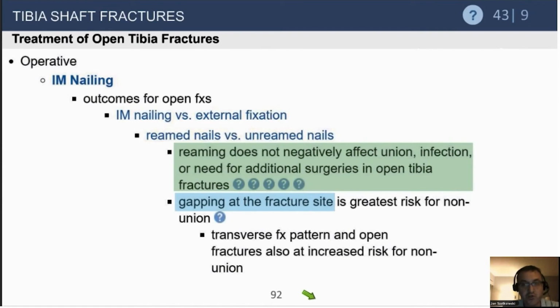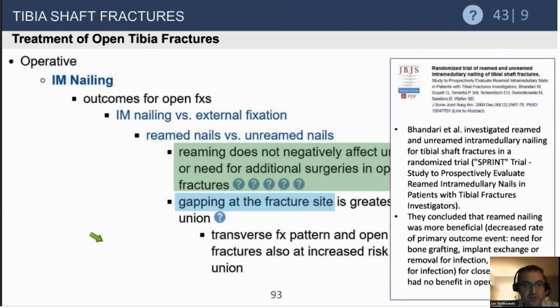So, IM nailing for open tibial shaft fractures. Outcomes for open fractures: IM nailing versus external fixation, reamed versus unreamed nails. Once again, we just went over this question, but we're going to highlight this again because this has been tested now multiple times, okay? Reaming does not negatively affect union, infection, or need for additional surgeries in open tibial fractures. Gapping at the fracture site is going to be the greatest risk of non-union. So just always remember that greatest risk is going to be the gapping at the fracture site.